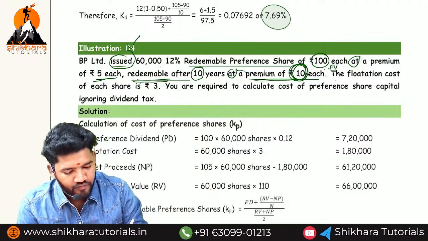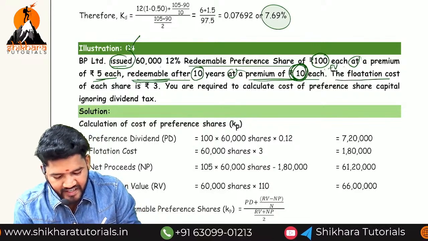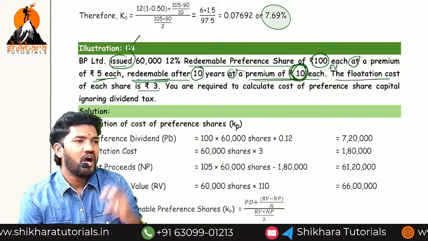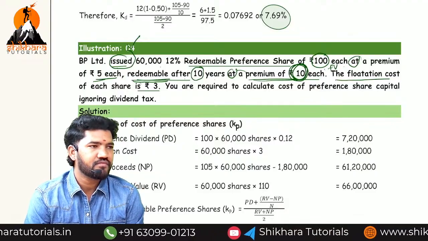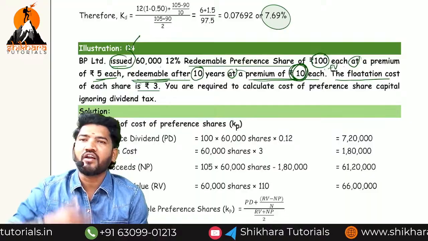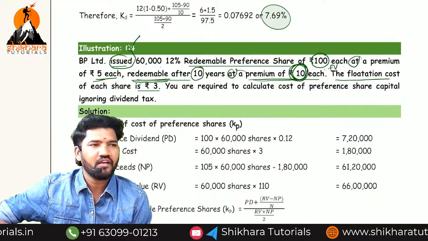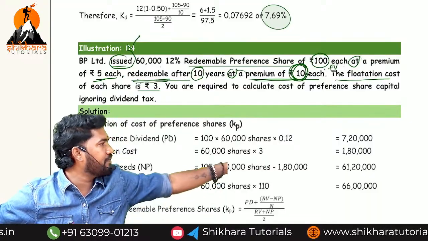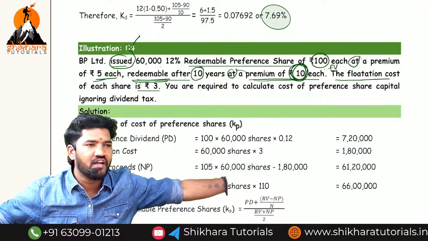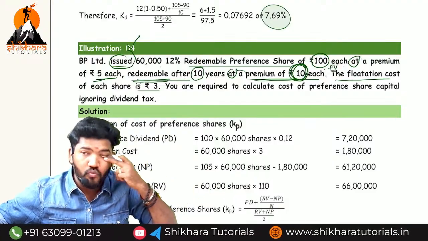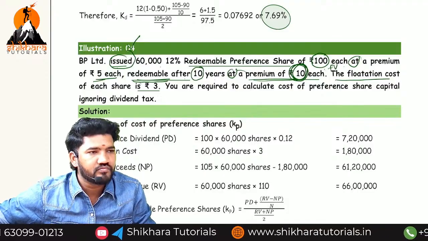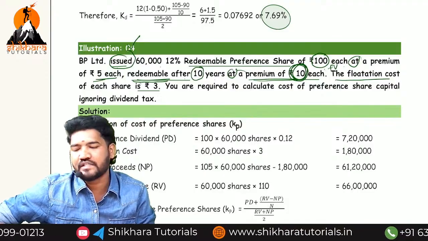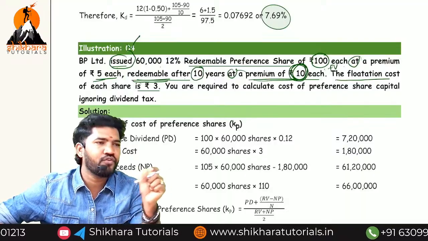Next, the flotation cost of each share is 3. How much is the sale proceeds? Sale proceeds 105 rupees, but you will not receive 105. Why? You have to pay 3 rupees commission on each share. How much net you receive? 102. What about the net proceeds? 102. Clear? So what is the calculation for net proceeds? Issue price minus flotation cost.